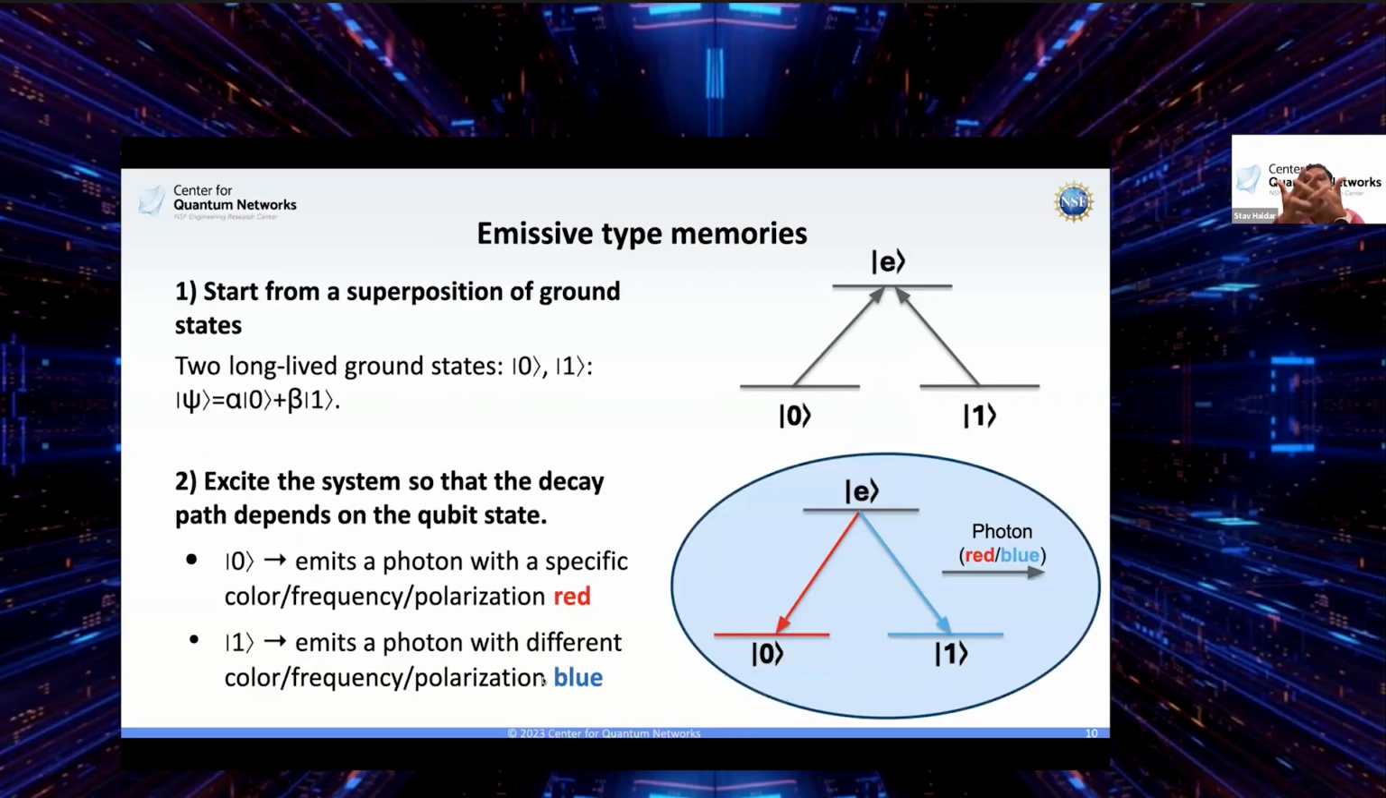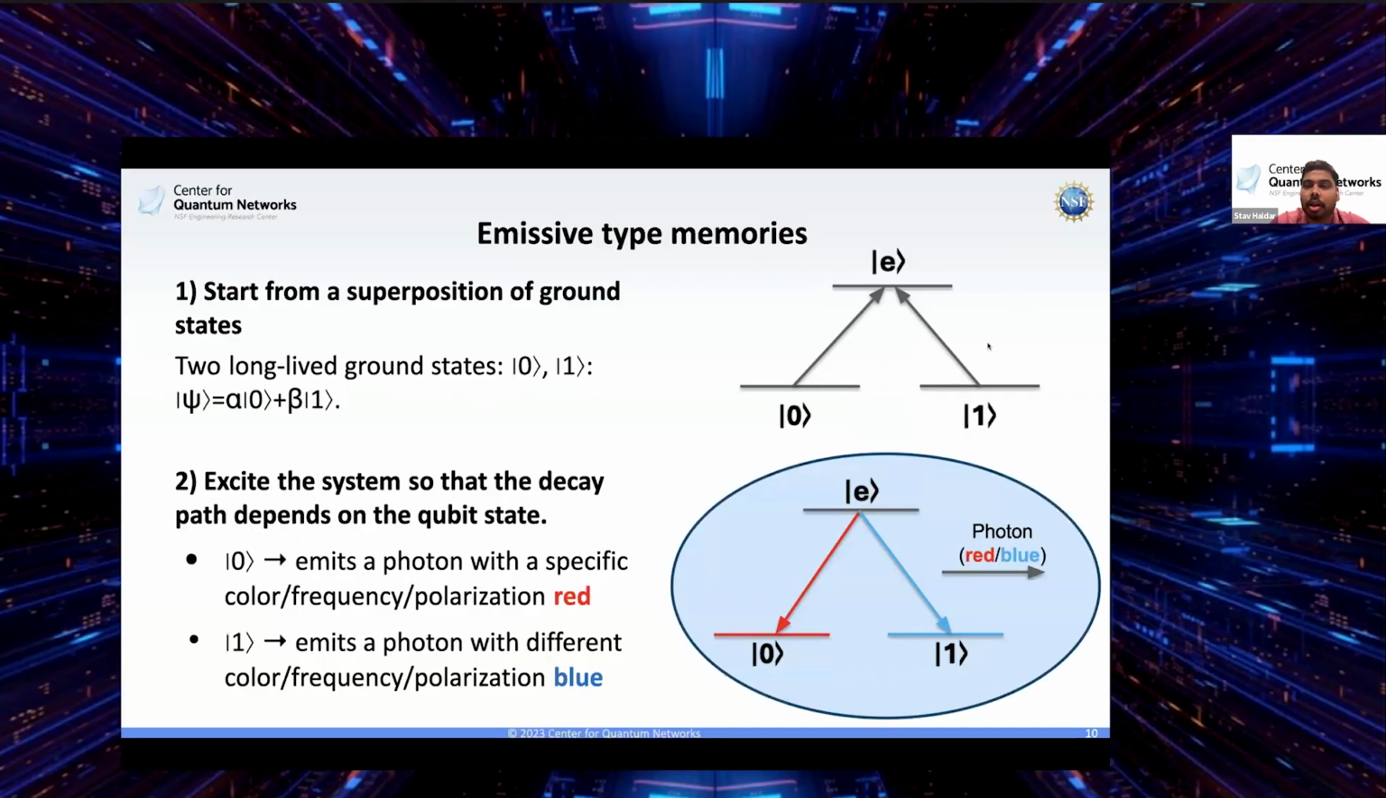The other broad class is what are called emissive type memories. Instead of saying that I have some entangled photon already, or a part of an entangled photon already that I'm trying to absorb, let's try to create a photon which is already entangled with an atom, right? And then let's see, can we create entanglement between the atoms using that? So this is how an emissive memory actually works.